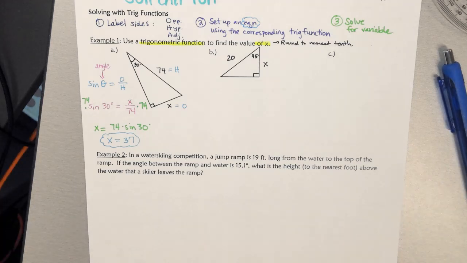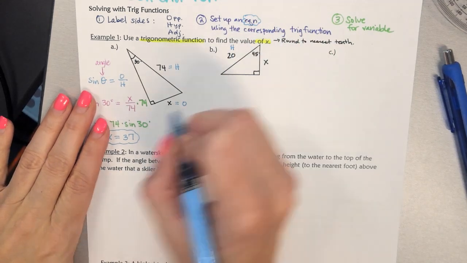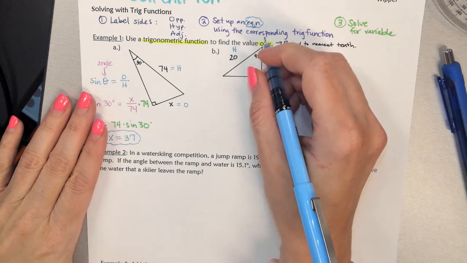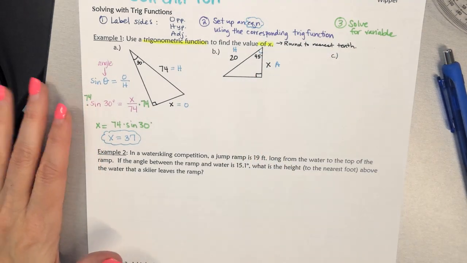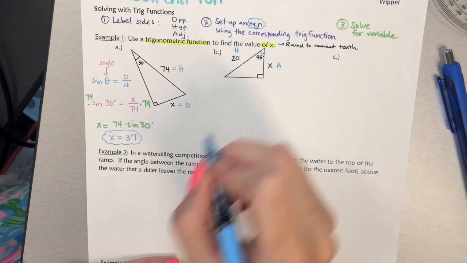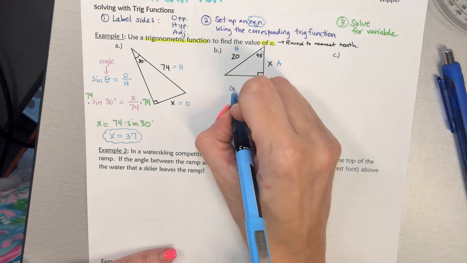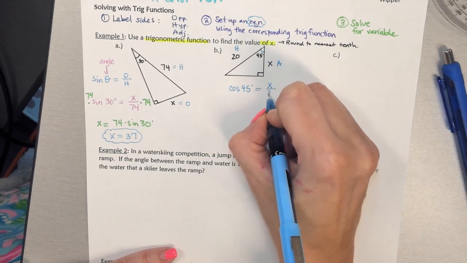Again, we can start by labeling. We know this side is H, it's across from the right angle. If I use this as my 45, this is my adjacent, so I'm going to have my cosine. The cosine equals A over H. So you can just write the cosine of 45 degrees equals x over 20.